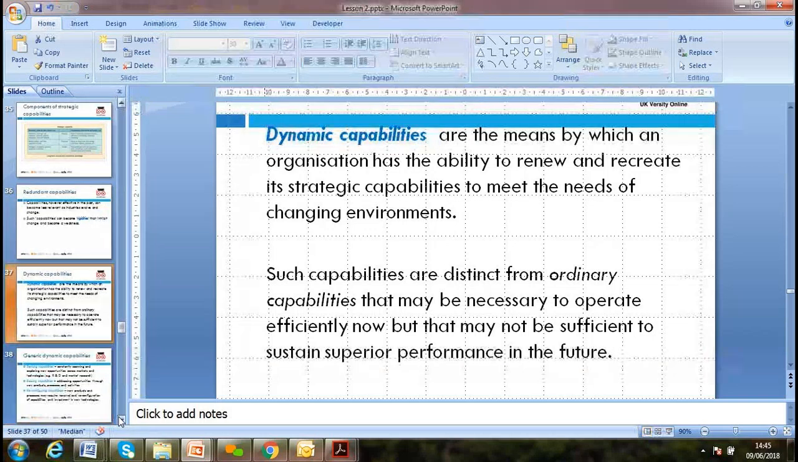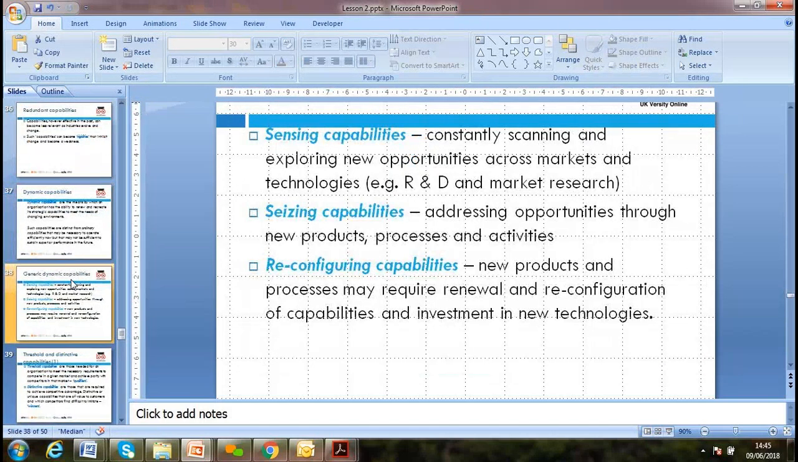Thus we need to focus on sensing capability, constantly scanning what is happening in the environment and what the competitor is doing, otherwise we cannot create a competitive advantage against our competitors. Then seizing: with the passage of time we need new ideas, addressing the opportunity through new products. Reconfiguring capability: new products and processes may be required to renew. Please go through these slides.